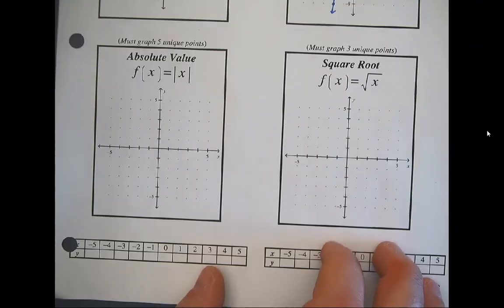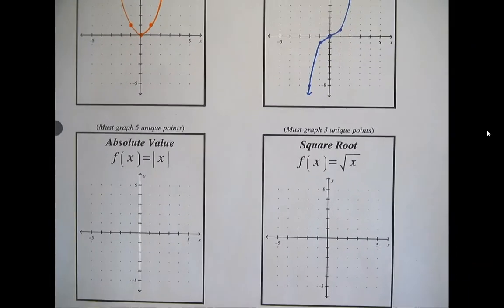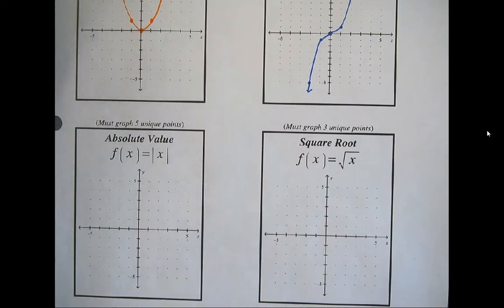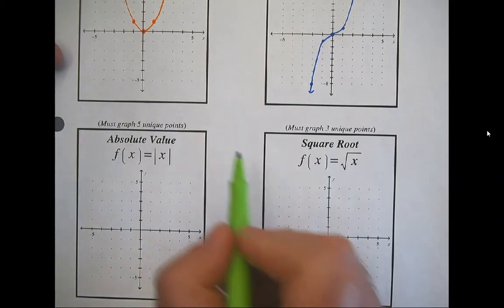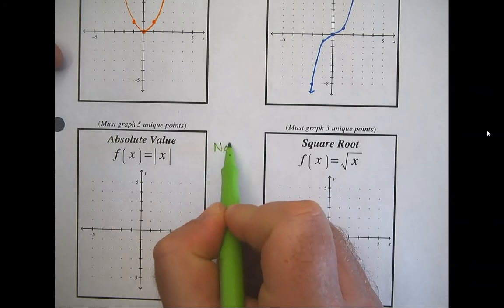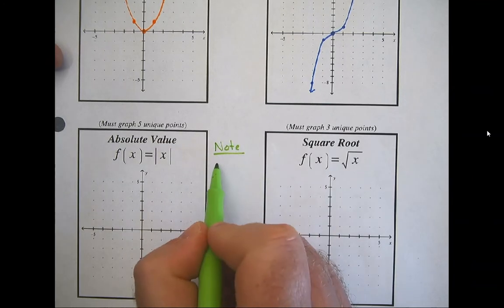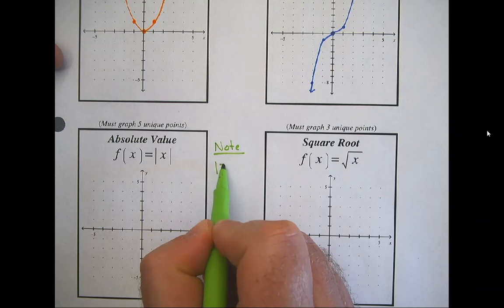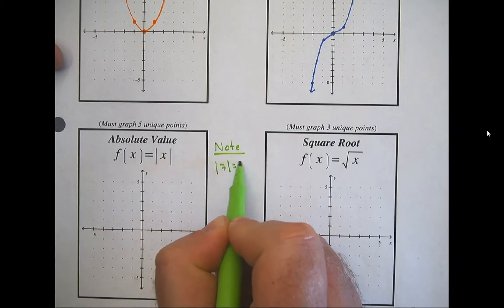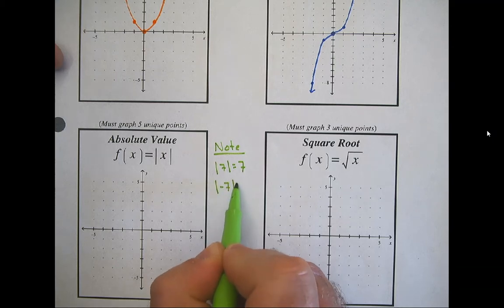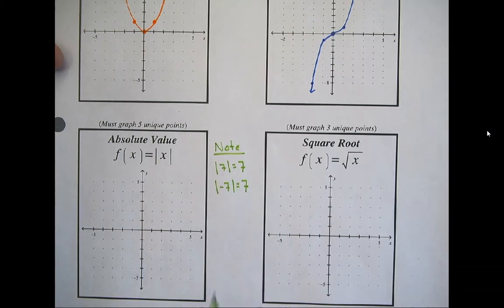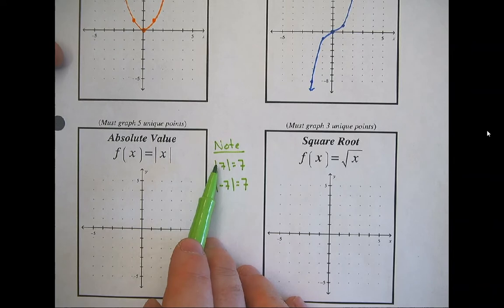Okay, so let's talk about absolute value. I'm going to start off at 0, 0 again. What's the absolute value of 0? Well, let's do a quick reminder here. What's the absolute value of 7? 7. What's the absolute value of negative 7? 7. So the absolute value will always make things positive.